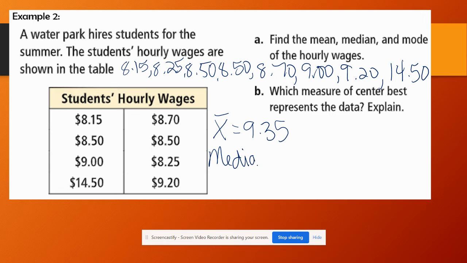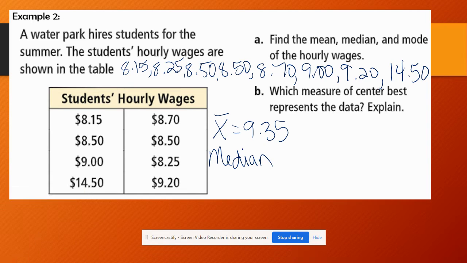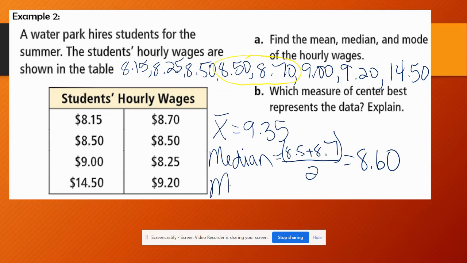Our median, again, because we have an even number of data points, is going to go in between the middle two here, 8.5 and 8.7. So 8.5 plus 8.7 all divided by 2 gives us 8.60 for a median. And then our mode is 8.50 because it comes up twice and it's the only one.